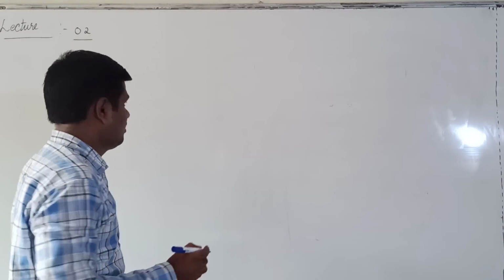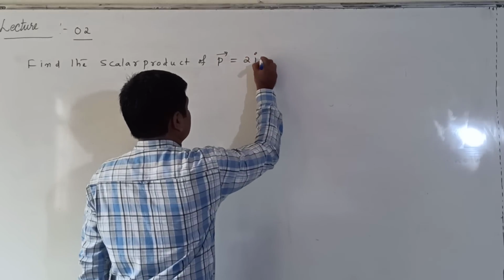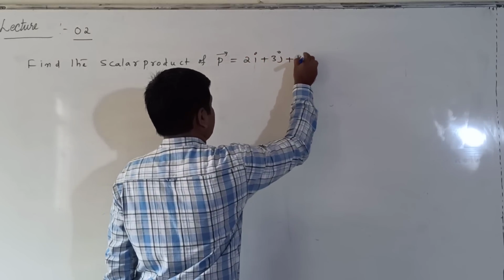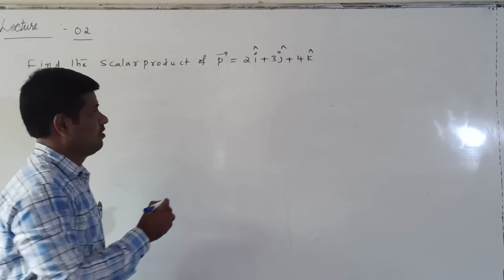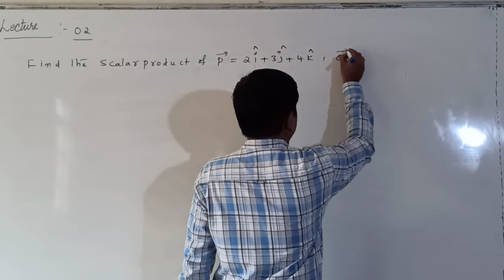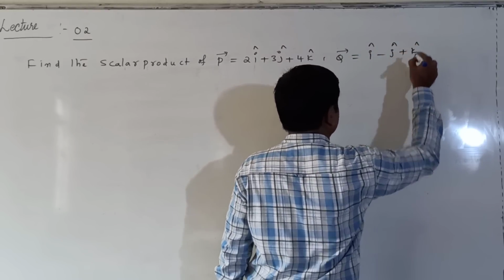Listen. Here, find the scalar product, or another way of saying it, the dot product. Here p bar is equal to 2i cap plus 3j cap plus 4k cap, and q bar is equal to i cap minus j cap plus k cap.